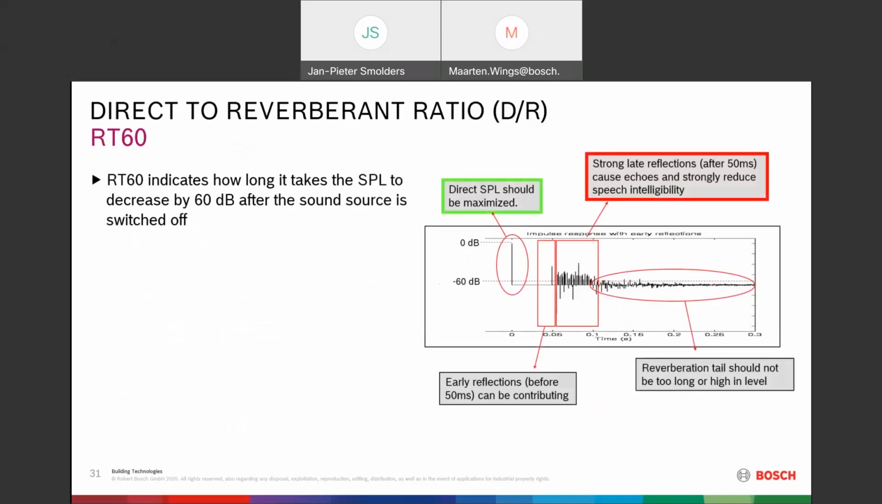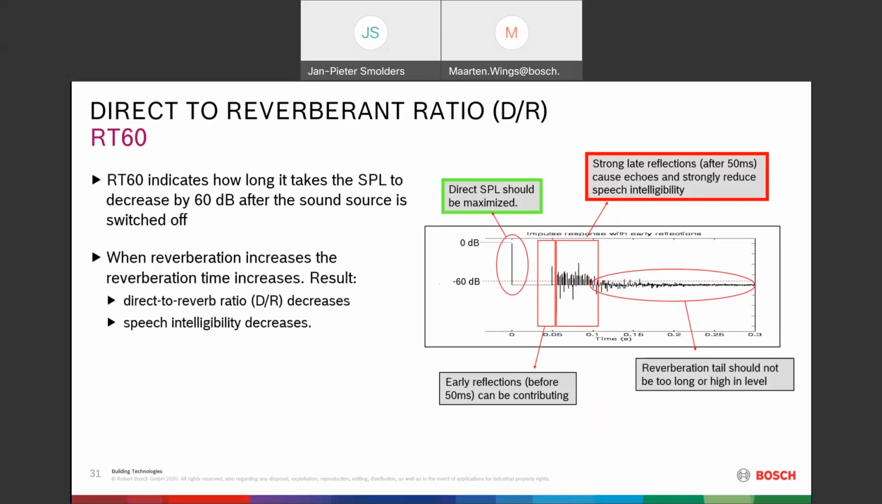RT60 is a measurement you can do in a room that will give an indication of how long it will take for the sound pressure level to reduce by 60 dB. In general, if you have a long RT60 time, it means that you have a lot of energy in the room and maybe also a larger room. Now, if the reverberation time increases, the direct to reverberant ratio will decrease, and it will have a bad influence on the intelligibility.